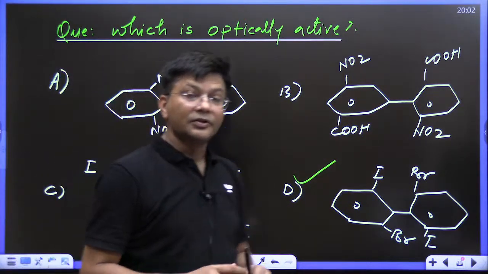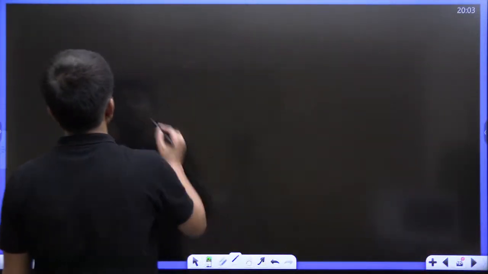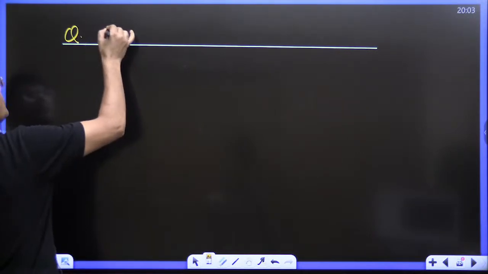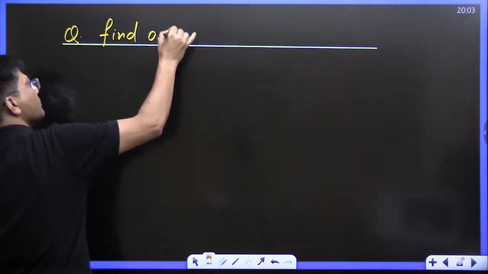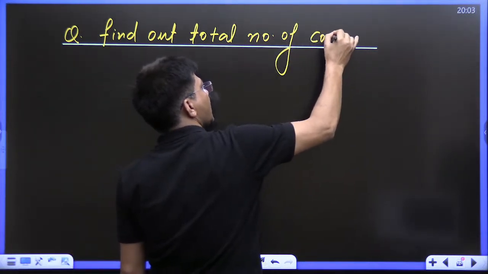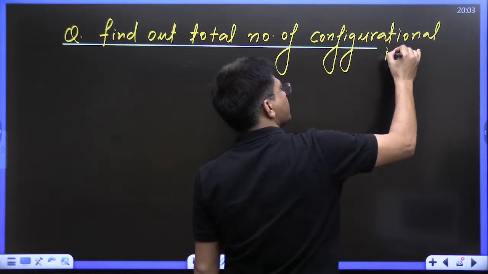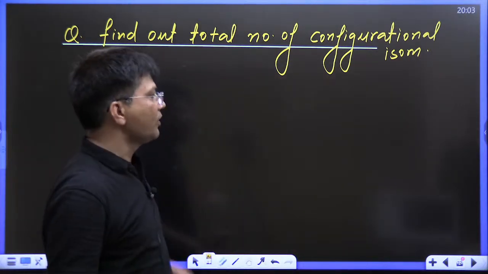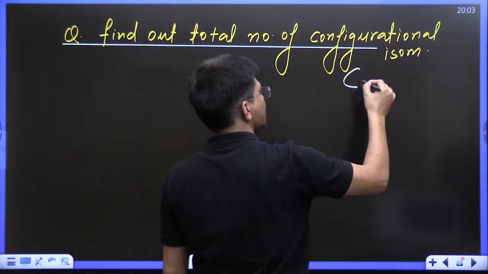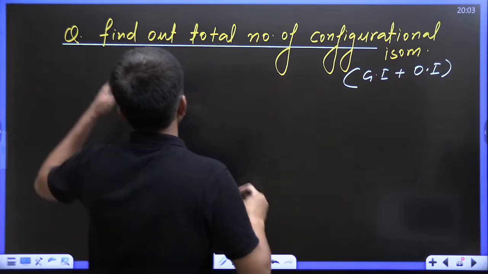Now, kids, the awesome question I'm going to give you, really a fantastic question. Just see, this is a million dollar question. Very, very important question, a rank deciding question. The question is, find out the total number of configurational isomers. So kids, whenever anyone is asking for configurational isomers, do remember that configurational isomer means GI plus optical isomers.